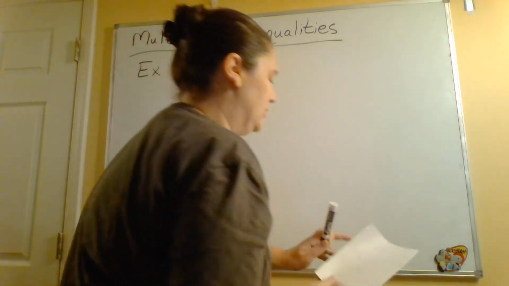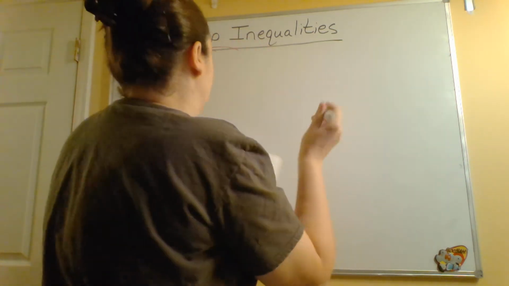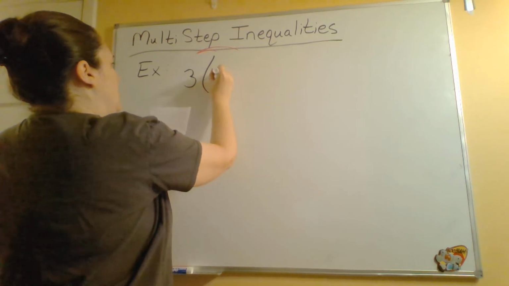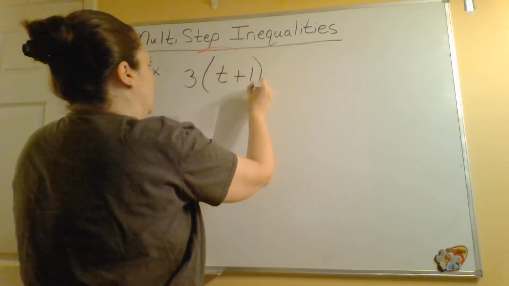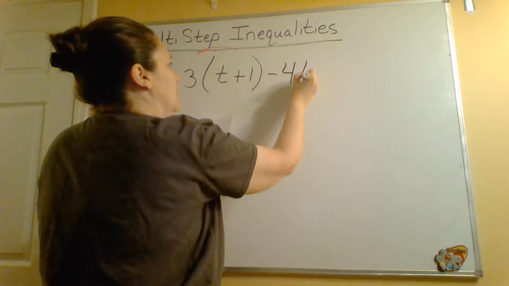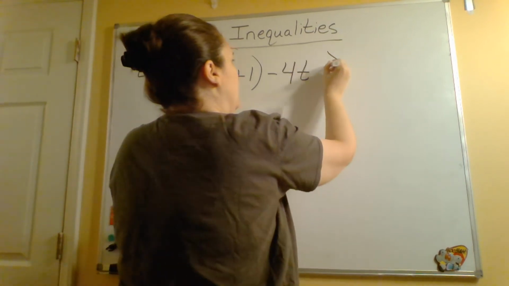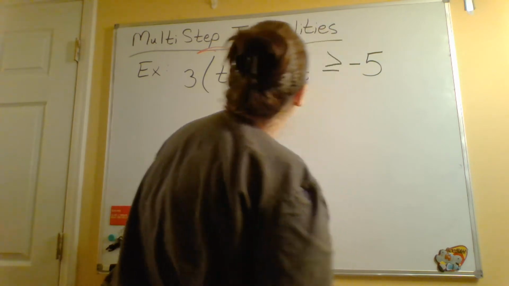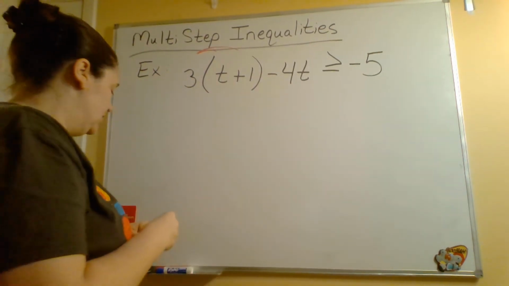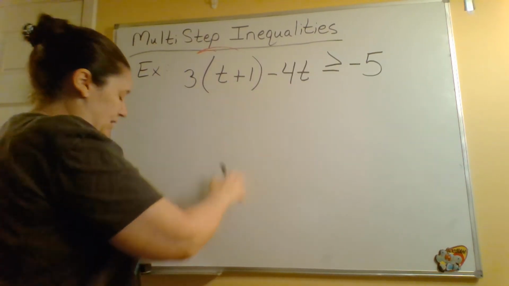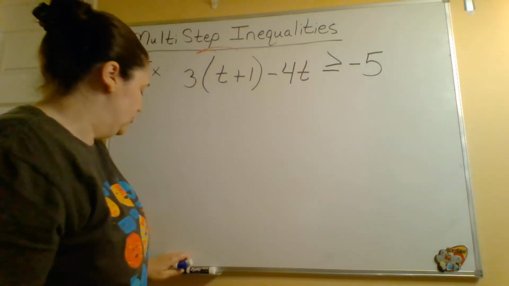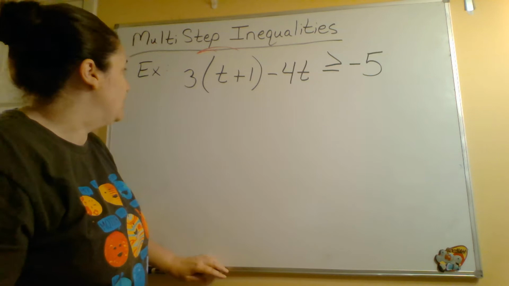Let's see. Let's do another one that has parentheses and like terms in it. 3t plus 1 minus 4t is greater than or equal to -5. We are going to start by getting rid of these parentheses. We have to distribute to get rid of those parentheses.